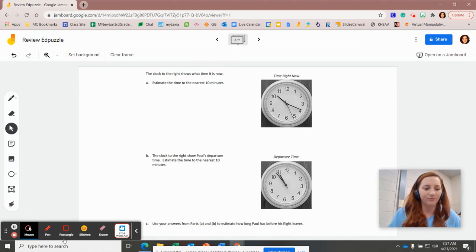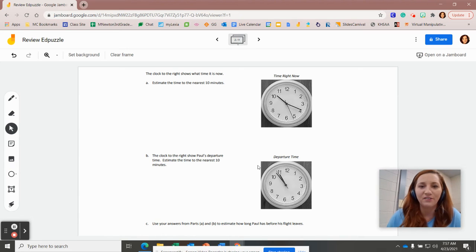Telling time. For some of you guys, you didn't like telling time. For others, you loved telling time. So that's what we learned second. Let's look at what we have. It says the clock to the right shows what time it is now. Estimate the time to the nearest 10 minutes.